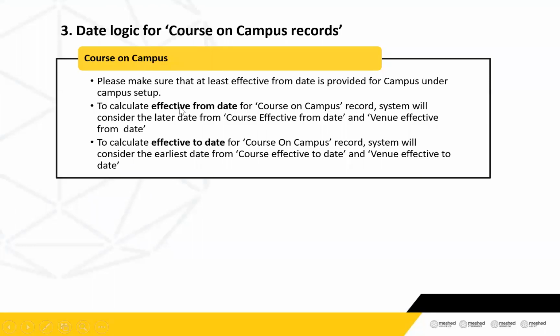Now this packet has two date parameters, effective from date and effective to date. So in May system, we have added logic considering the reporting guidelines to calculate these dates. Now for effective from date, the system checks the course data and campus data and picks the date which is the later date. And for effective to date, it again checks the course data and campus data and picks the date which is the earliest date.